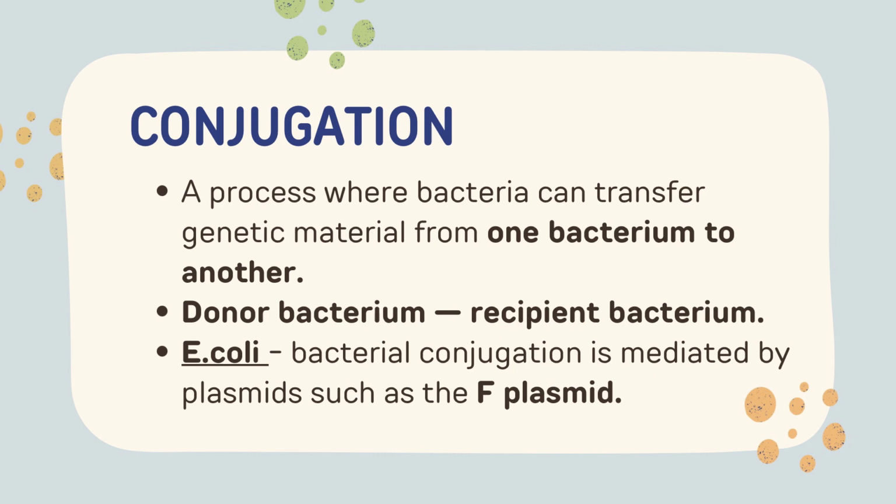So what is plasmid? Plasmid is a small circular double-stranded DNA molecule that is separate from chromosomal DNA and can replicate independently within the bacterial cell. In E. coli, bacterial conjugation is mediated by plasmids such as F plasmid. So conjugation is a horizontal gene transfer mechanism because conjugation enables bacteria to exchange DNA with neighboring cells.